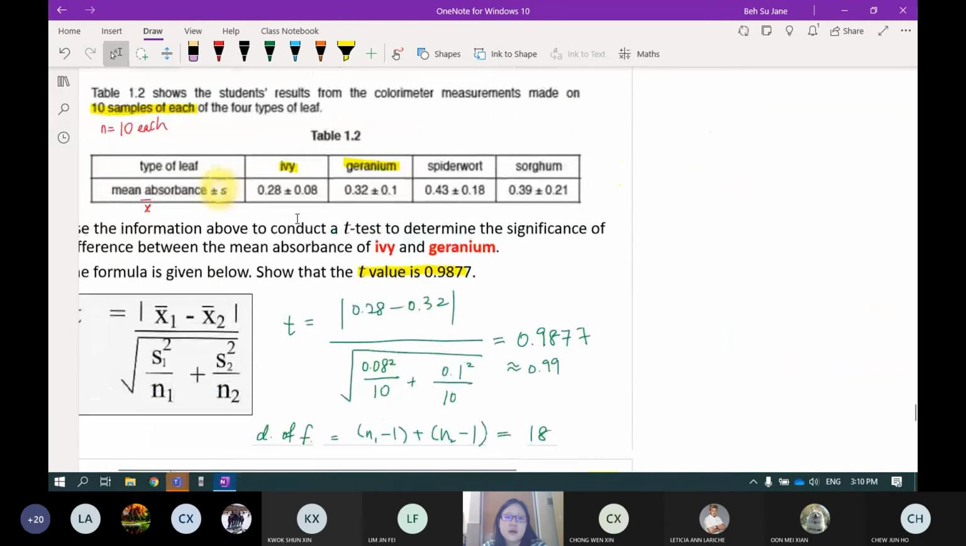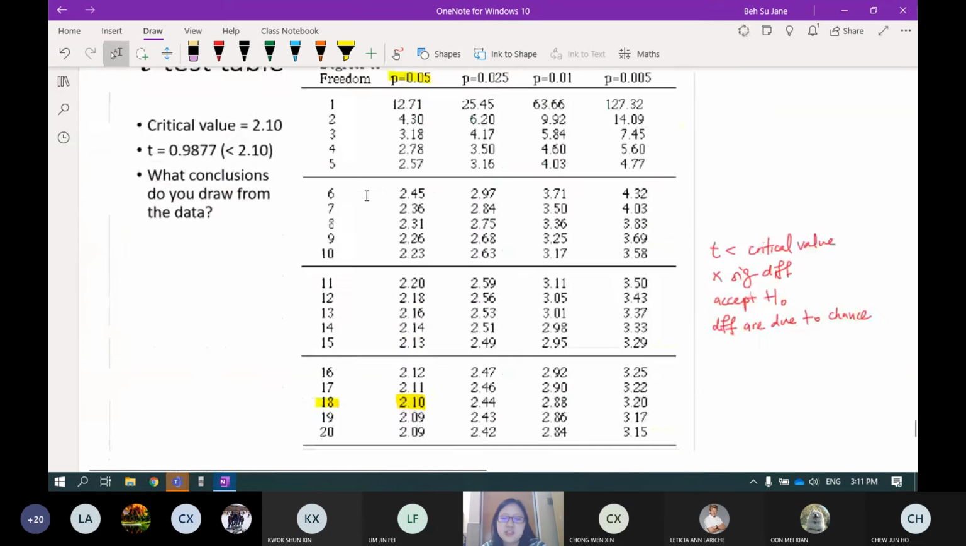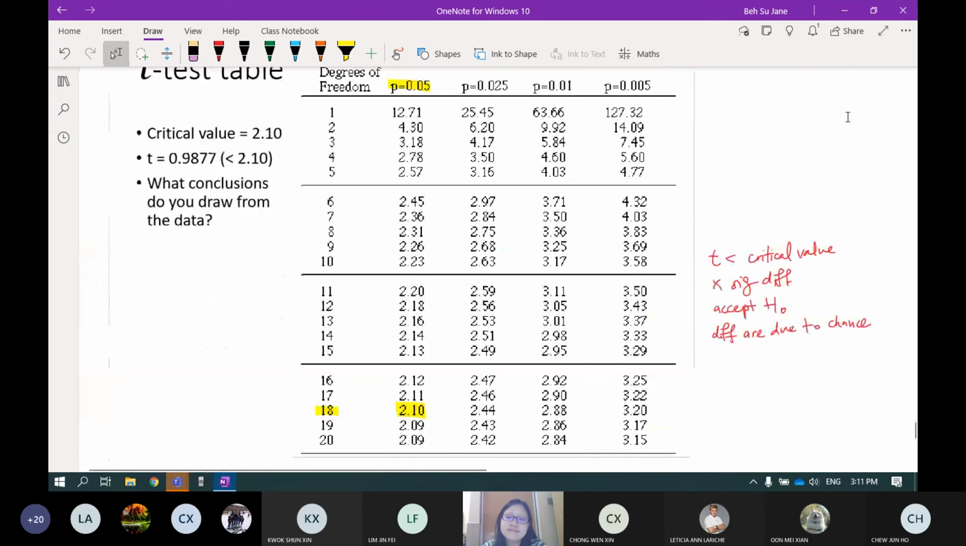So scroll back up. This IV and geranium, no difference when it comes to current meter measurements, whatever that means. Ta-da. And that's done. Quite easy, right?